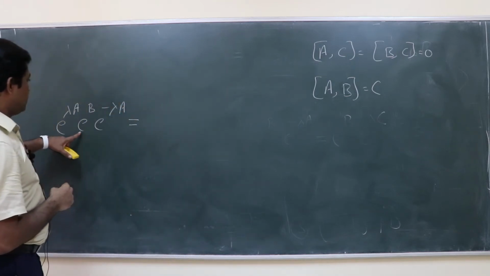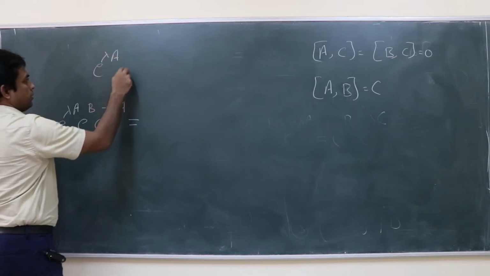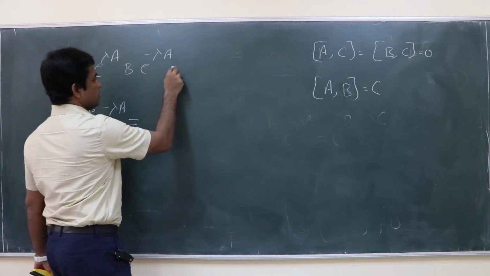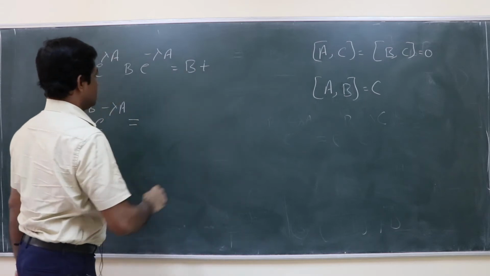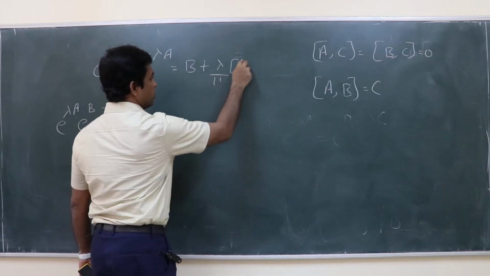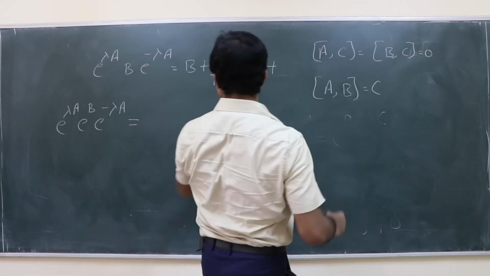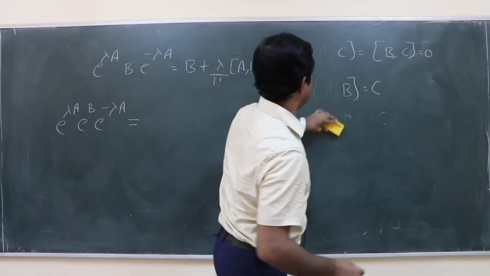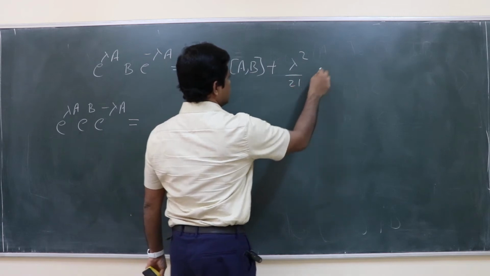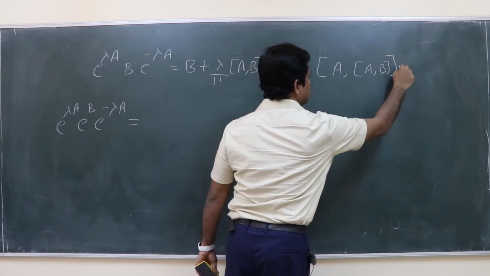So now you have to apply the Hadamard lemma. What is the Hadamard lemma? e power lambda a, b, e power minus lambda a is equal to b plus lambda divided by 1 factorial commutator of a with b, plus lambda square by 2 factorial commutator of a with the commutator of a with b, plus etc. It's a series. You understand that a and b commute with the commutator of a b for this particular problem.